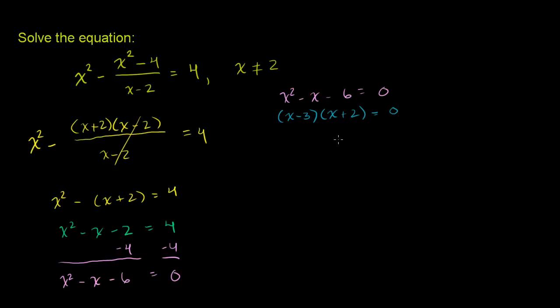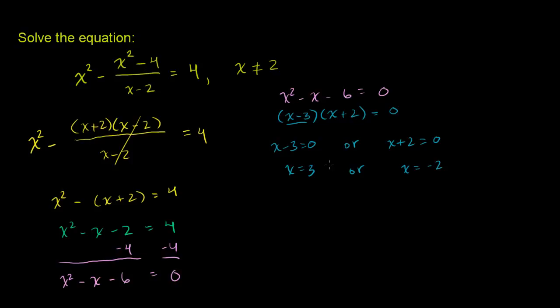So we have two possible ways to get 0. Either x minus 3 is equal to 0, or x plus 2 is equal to 0. Now, if we take x minus 3 is equal to 0, if we add 3 to both sides of that equation, we get x is equal to 3. Or if we subtract 2 from both sides of this equation, we get x is equal to negative 2. So both of these are solutions. And let's apply them into this equation to make sure that they work.